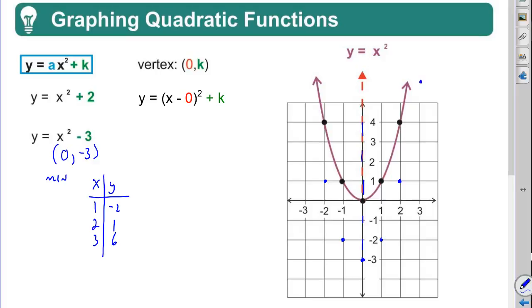And again, line of symmetry. Go 3 the other way. And there's that exact same parabola right there. Okay? So that's the idea. That's the concept. You got to know your forms. You got to know the vertex. Everything starts from the vertex.